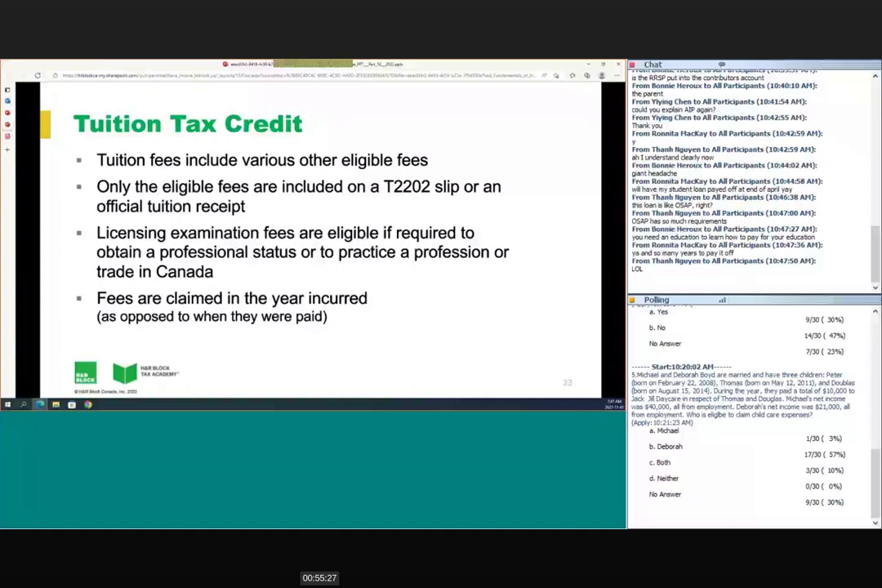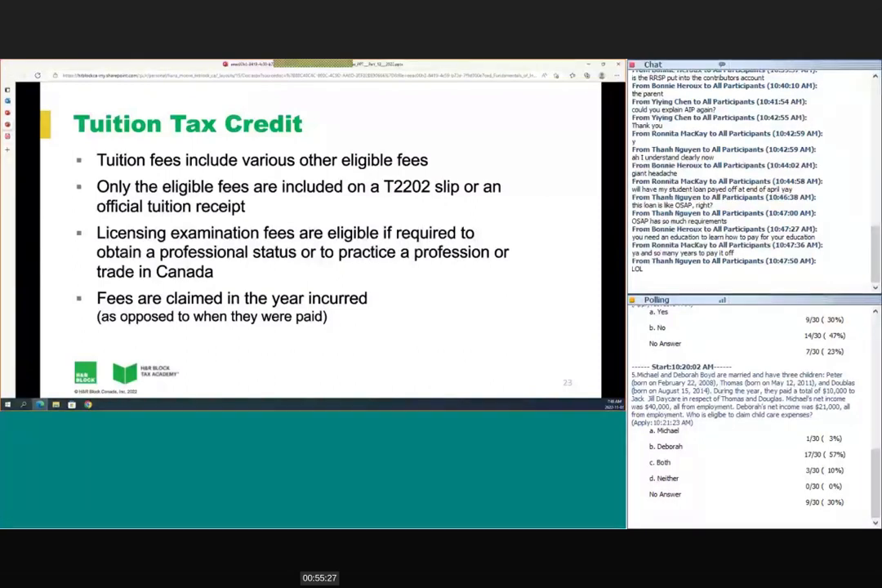Anyway, okay, so now we have the tuition tax credit. As long as he gives me his tuition tax credit for this year, next year I'll be happy to help him out. So tuition fees include various other eligible fees. If you've ever looked on your student's statement, all the things they're paying for, there's clubs, there's athletic facilities, there's so many things they're paying for. However, only the eligible fees are included on a T2202 slip or an official tuition receipt slip.